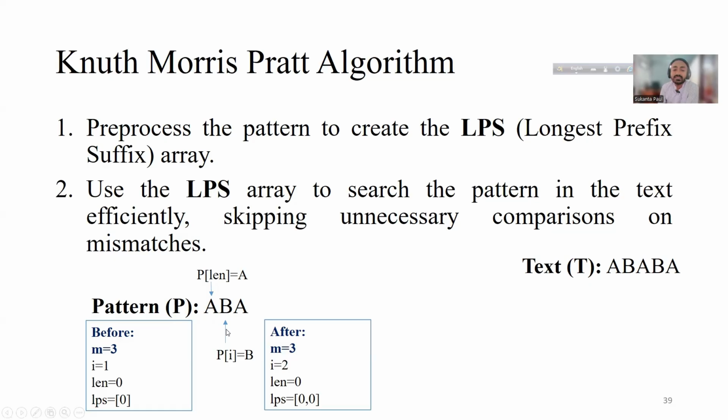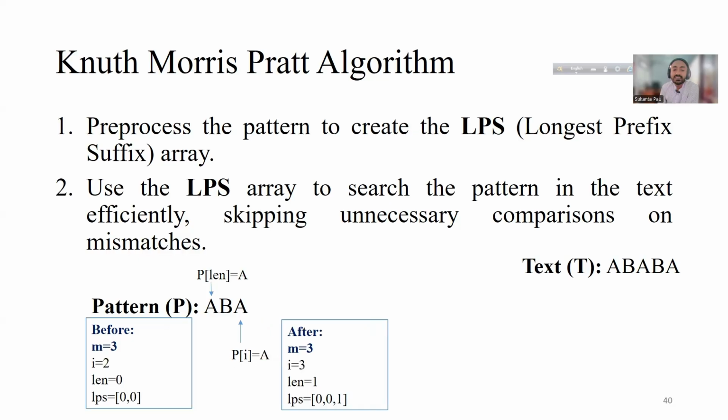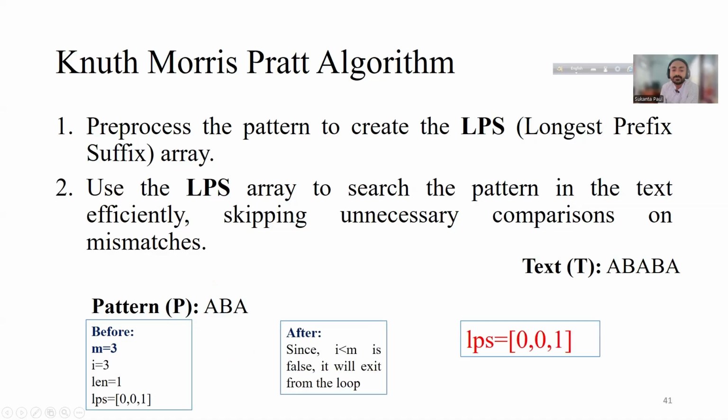So now go to the next character, where P[i] is equal to A. Since the len value is equal to 0 and P[i] is equal to A, P[i] and P[len] match here. If there is a match, then increase the value of len, which is 1, and save it to the LPS array. So for the i equal to 2 position, the value is 1. So finally, we got the LPS array.